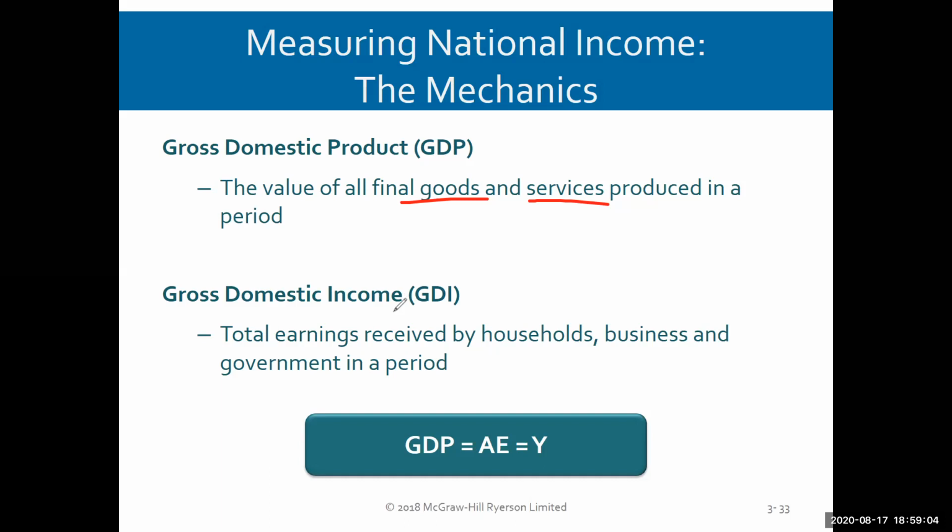And gross domestic income, which we just alluded to in the last slide, is the total incomes or total earnings received by households, businesses, and government. So in equilibrium, this gross domestic product, which is kind of aggregate expenditures, will equal the total earnings, or the national income, or gross domestic income of an economy. And that's what that last formula is stating.